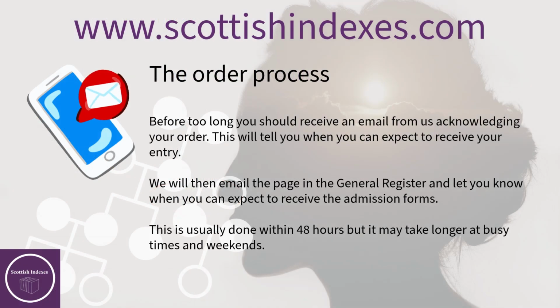So what then is our order process? Well, before too long, you'll receive an email from us acknowledging your order. This will also tell you when you can expect to receive the General Register entry. Step 2 will be for us to send you the page from the General Register entry and let you know when you will receive the admission forms. This is usually done within 48 hours, but at busy times or at weekends or if we're on holiday, it may take slightly longer.